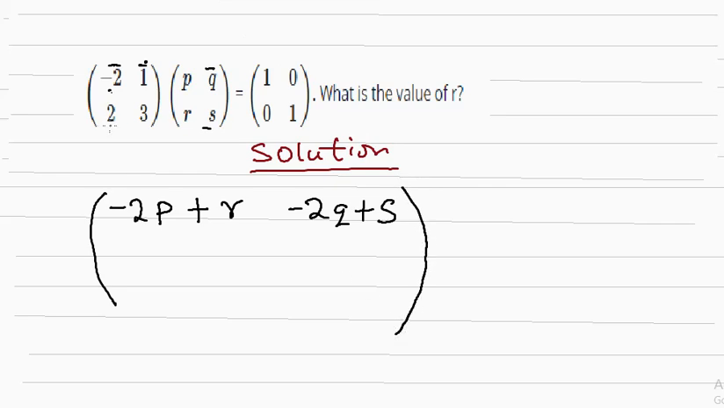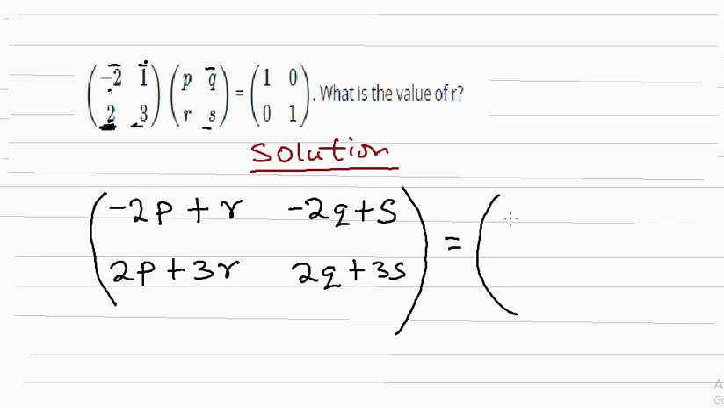I'll do the same with the second row. The second row will multiply the first column and the second column. So 2 times p will give me 2p, then 3 times r, that's going to be plus 3r. Then I go against the second column: 2 times q will give me 2q, then 3 times x will give me 3x. So this is going to be equal to 1, 0, 0, 1.